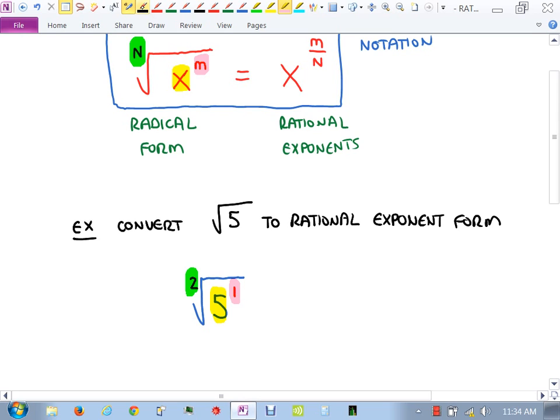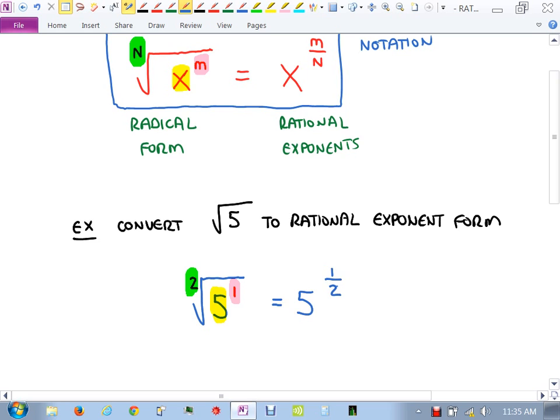So let's rewrite this then. This should be x, which for us is what? 5 raised to the 1 over 2. X raised to the 1/2. Yes, absolutely. In fact, if you didn't have it, I would wonder. I would scratch my head and say, why wouldn't you put that on your formula sheet? Okay?